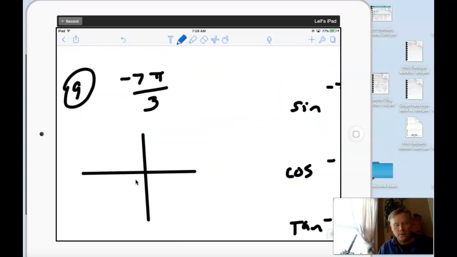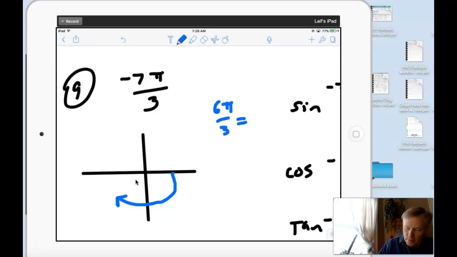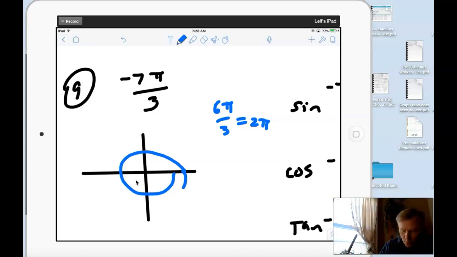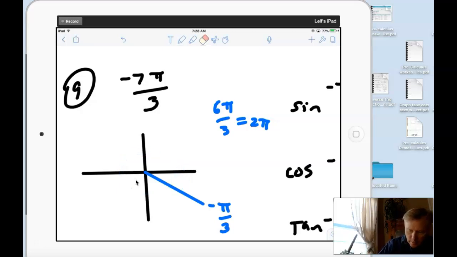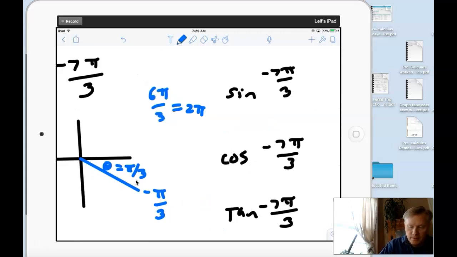Negative angle, good. So we're going the other direction this time. I still start at the x-axis, but this time I'm going clockwise instead of counterclockwise. Let's see, 6 pi over 3 would be 2 pi, which would be once around. So I go all the way around the circle once, and then a little bit more. 1 pi over 3 more. So that is what this is looking like. And so my reference angle in here is going to be pi over 3. And pi over 3 is the same as 60 degrees.